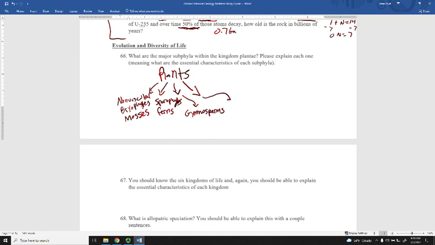And then finally, there are things that have flowers, fruits, seeds, vascular systems, and all of the above. And those are called the angiosperms. Okay.